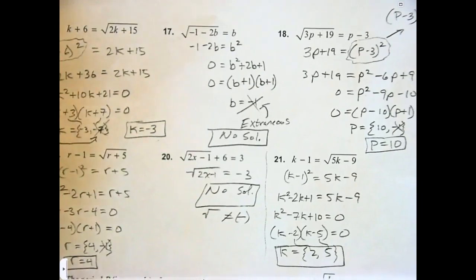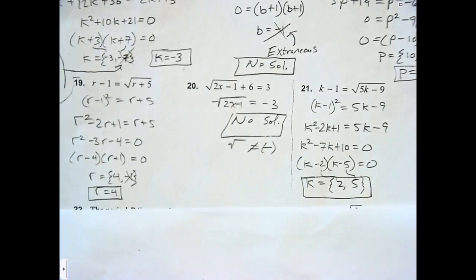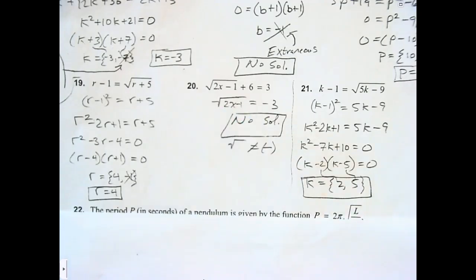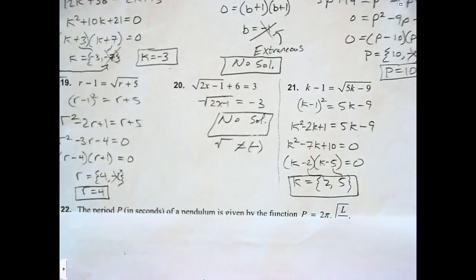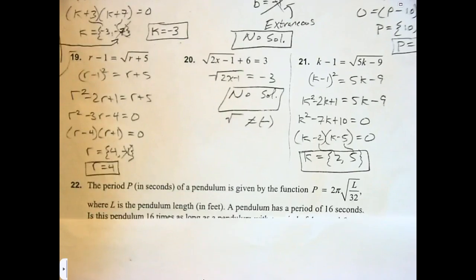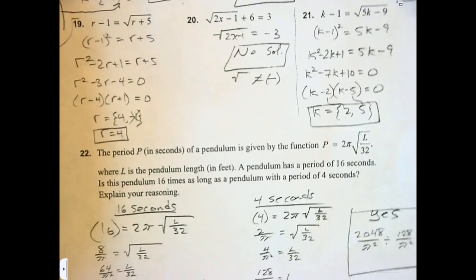Number 19, 20, and 21. R equals 4. Negative 1 extraneous. Number 20 is no solution. An even root cannot equal negative. And number 21, 2 and 5 both work. The last one, number 22.